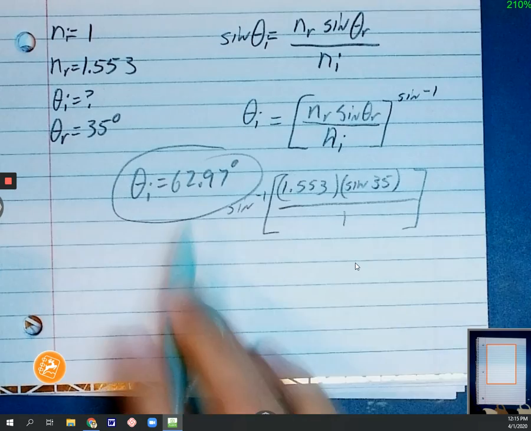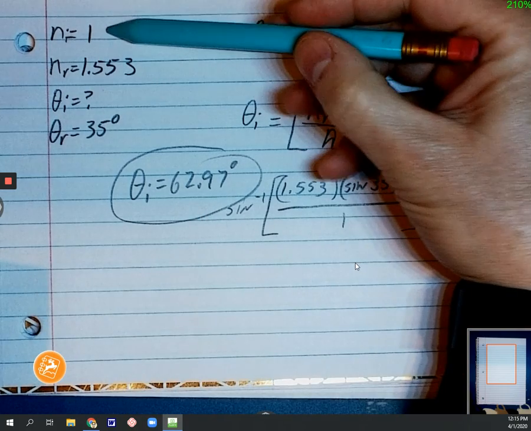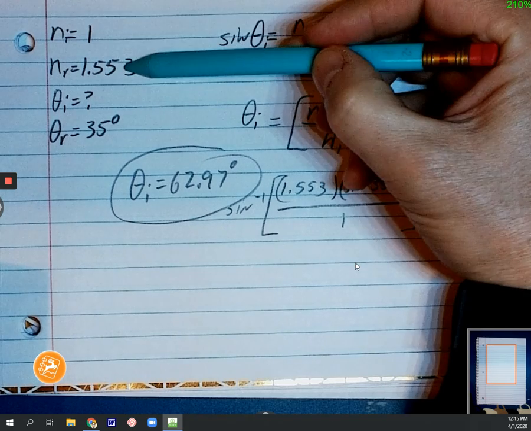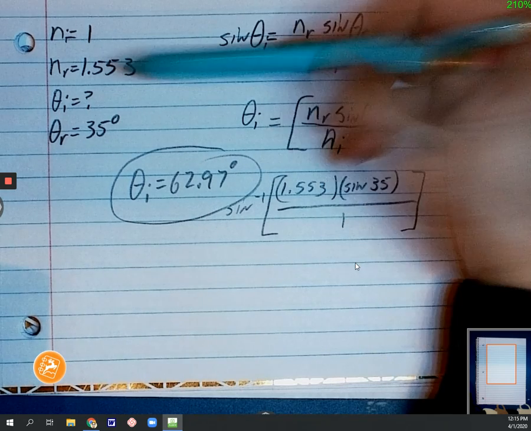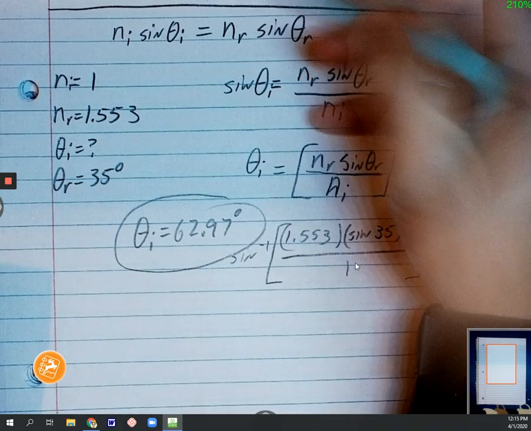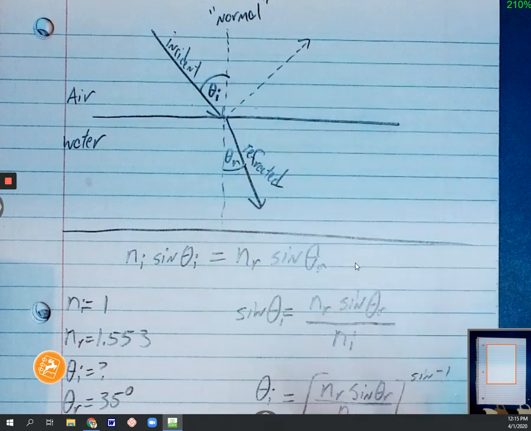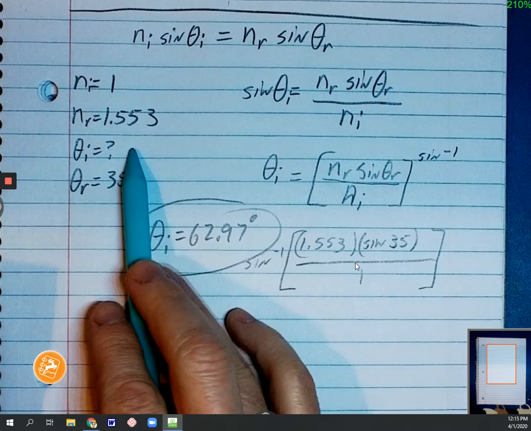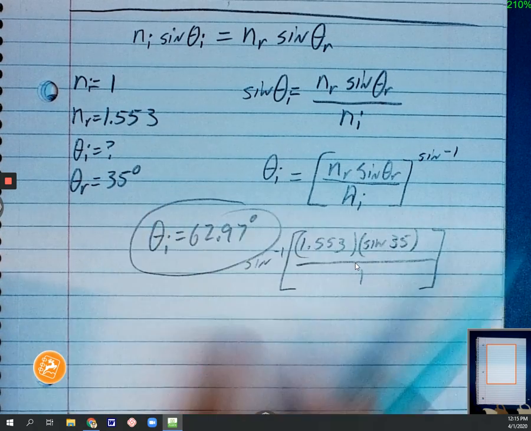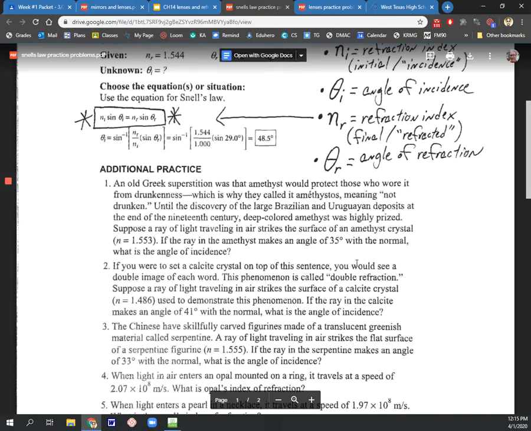Now let's see if that makes sense. We're moving from something that has a lower index of refraction into something that has a higher index of refraction, which means that the light ray should get bent toward the normal, meaning that this should be smaller than this. And if this is about 63 and if this is about 35, then it certainly fits with what we'd expect to find. Okay. Let's look at another slightly trickier question.